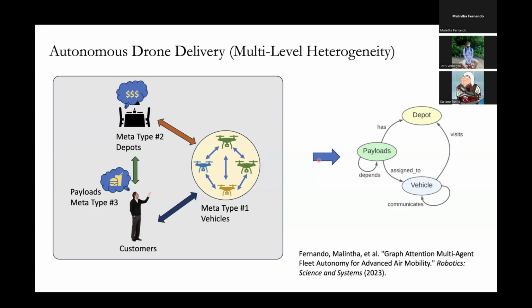We can represent the interaction of vehicles and depots using a specific edge type that we call the visit edge, and the interaction between the payloads and the vehicles as an assigned-to type of edge, and so on and so forth. The big picture is that now we want to use the observations of the robots that are instances of this metagraph, and we want to learn the policy based on a graph neural network to coordinate these robots. And we published this work in last year's RSS.